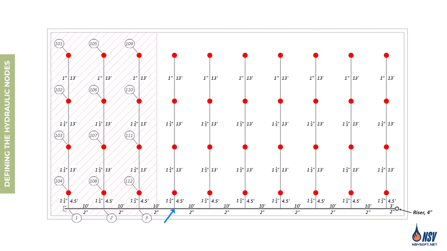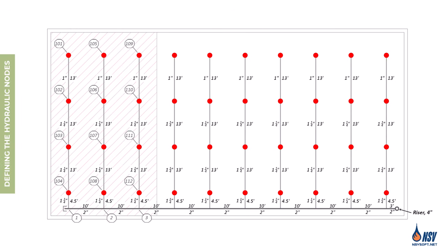Additionally, there is no change in pipe size or C factor at this location. Therefore, there is no need to assign a node at this point. For the same reasons, there's no need to assign a node at any of the remaining intersections between the branch lines and the cross main.